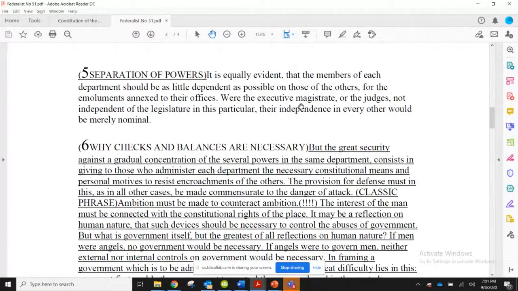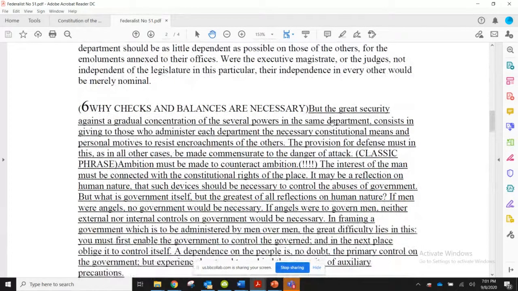Next point, Madison's Federalist 51. He says, the great security against a gradual concentration of the several powers in the same department consists in giving those who administer each department the necessary constitutional means and the personal motives to resist encroachments of the others. Remember, we are saying that politics is about power, and power is the ability to influence choice. He is in that line here. He is telling us that the president should be motivated to lay claim to power. The pool of power that comes from the Constitution is finite. It is limited. So when the president tries to claim power, he is taking power away from the legislative branch.